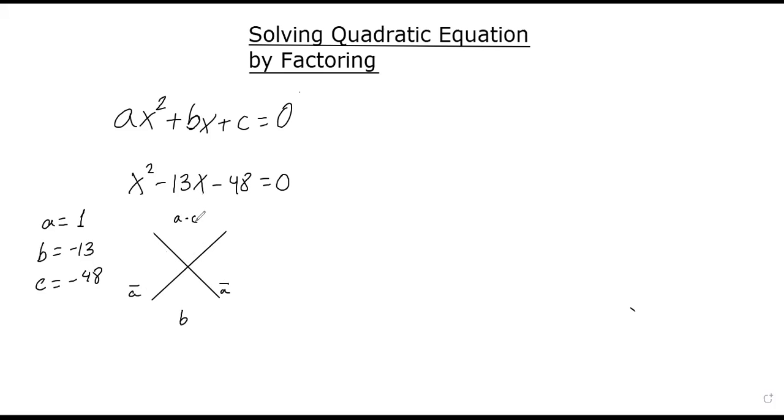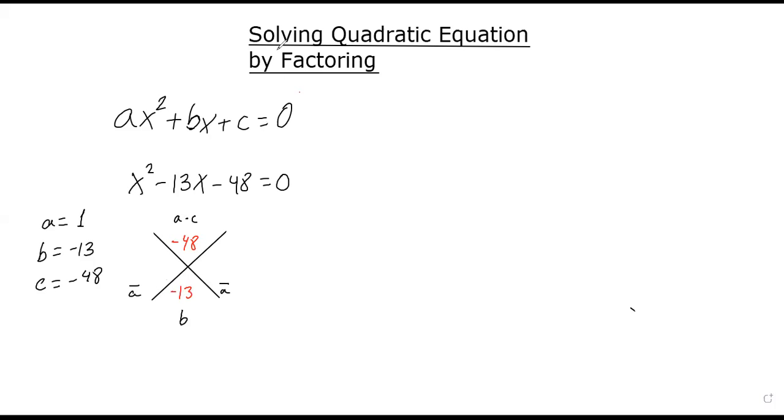So a times c is negative 48 times 1, and that is going to be negative 48. If we have a 1 here, everything is going to be easier because we don't have to divide. When we divide by a, it's going to be divided by 1, so it's going to be the same. And b is negative 13.